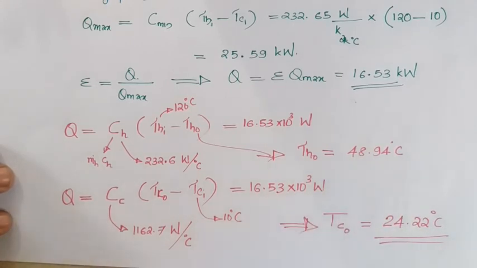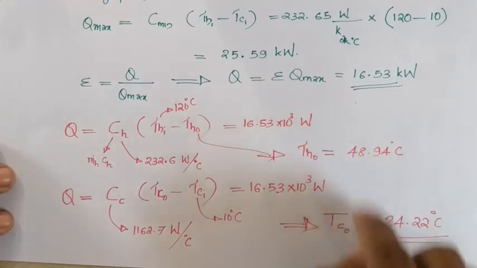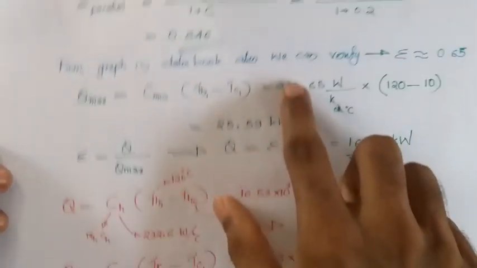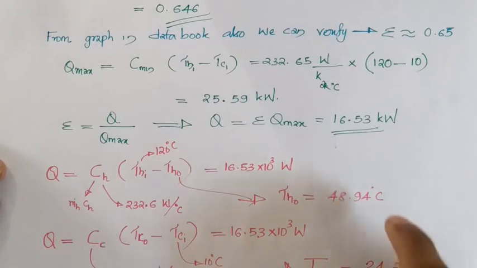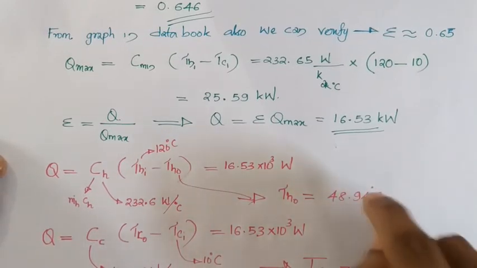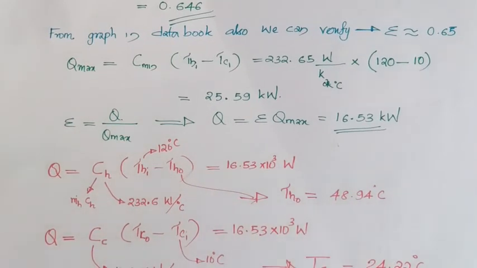So these are the answers. These are the outlet temperatures, and this is the effectiveness, which is 0.646. Since these outlet temperatures are not given, we cannot apply the LMTD method. So we have followed the effectiveness NTU method, and this is how you can solve a heat exchanger problem by using the effectiveness NTU method. Hope you understand. Thank you.